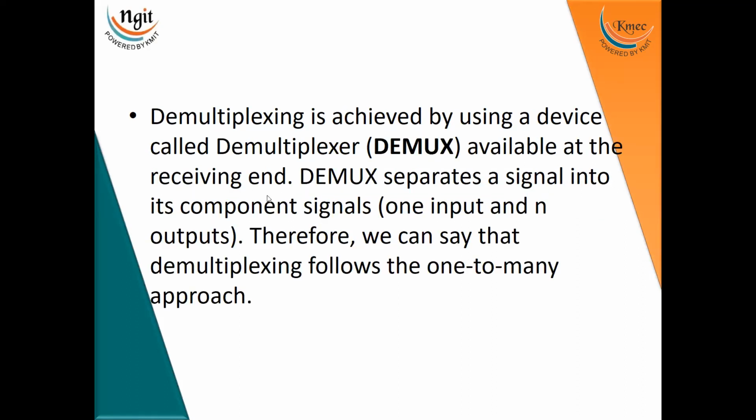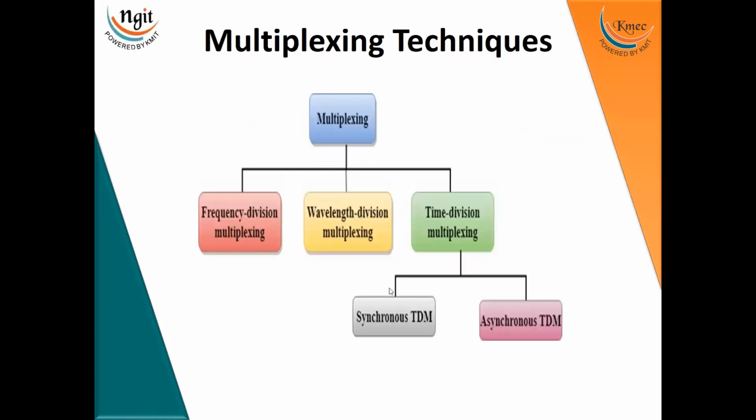Now, what is demultiplexing? In multiplexing, we make many to one, and in demultiplexing, we make one to many. Demultiplexing is achieved by using a device called a demultiplexer. Once we receive the data from many inputs on one line, in demultiplexing the one is going to be divided into many. That's why we call it a one to many approach.